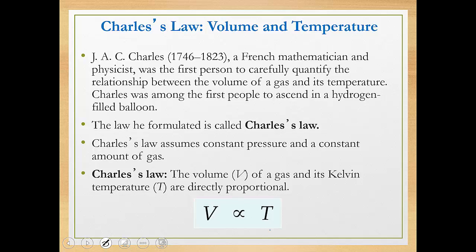Now this comes from J.A.C. Charles, a French mathematician and physicist who was the one who quantified this relationship. So thus the law is known as Charles' law. It assumes constant pressure and a constant number of moles of gas. So what we have is that volume is directly proportional to temperature. Again, notice I'm not saying equal, they're just proportional to one another. If I want to set equalities, then I have to take that proportionality and relate it to another set of conditions.